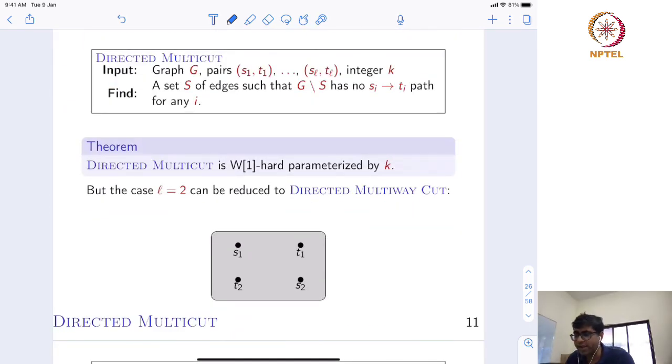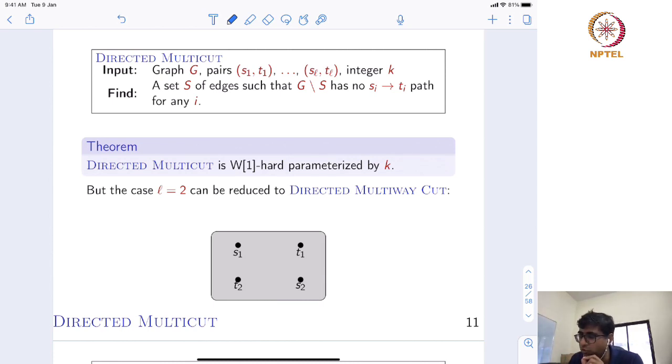So directed multi-cut is W1-hard parameterized by K. Of course, we cannot expect the problem is FPT just parameterized by L, because even for L equal to 2, the directed multi-cut problem is NP-complete, I'm sorry. But what about the case L equal to 2? What about directed multi-cut when the number of request pairs is constant, or we can use the number of request pairs as a parameter? What happens then?